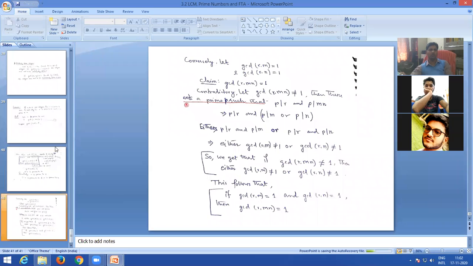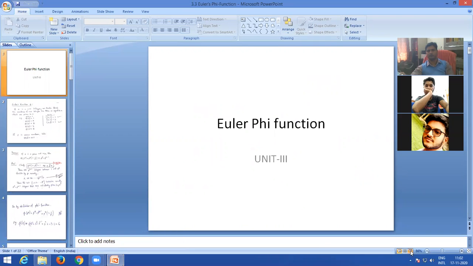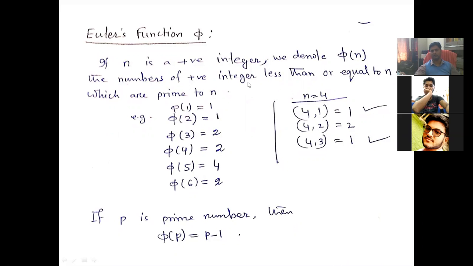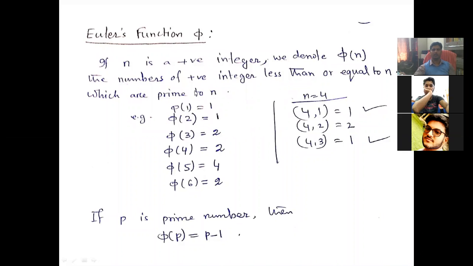Okay. So now we will come to Euler phi function. What is Euler phi function? If n is a positive integer, we denote by phi n the number of positive integers less than or equal to n which are relatively prime to n.